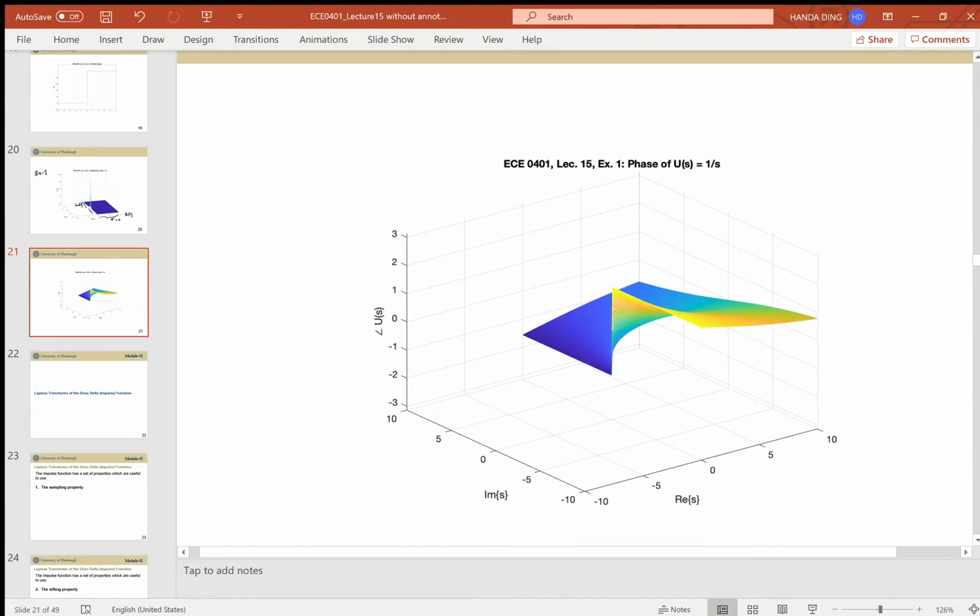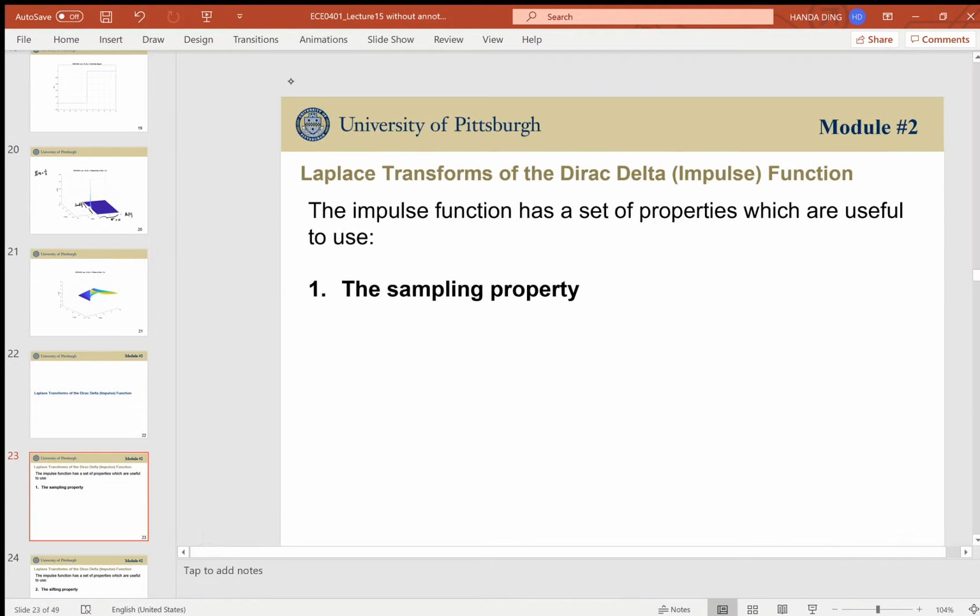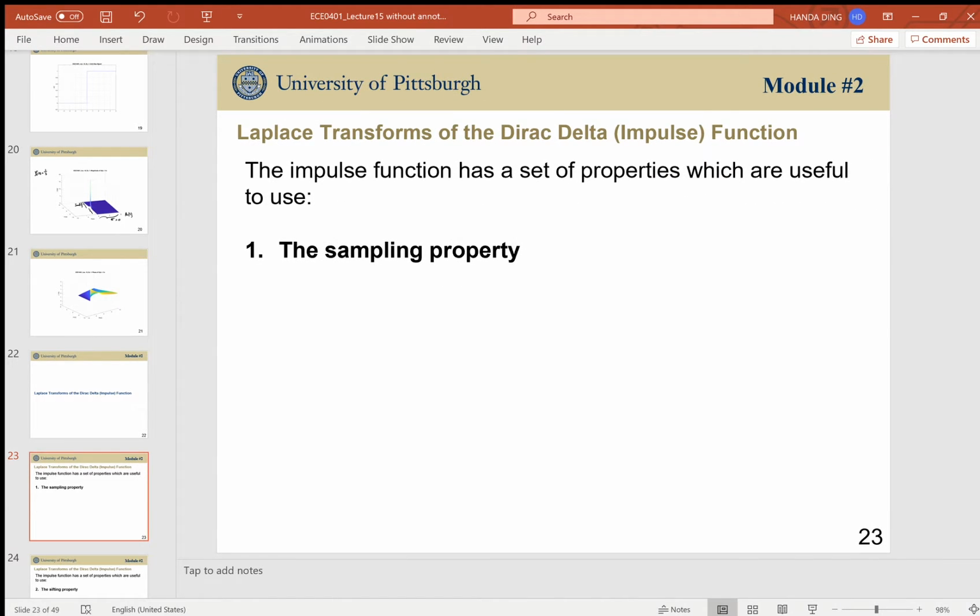And the next function we want to see is the impulse function. So you all know the impulse function. We call it delta function. And there are three useful properties for the Laplace transform for the Dirac delta function. The first one is called the sampling property. Should be clear.